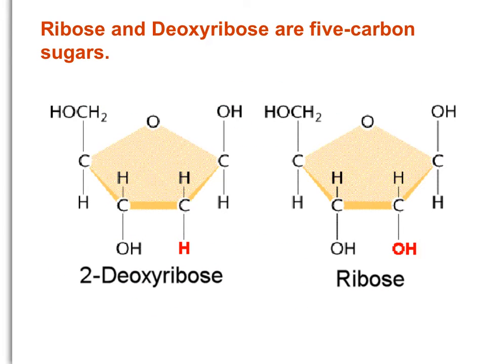Ribose on the right and deoxyribose on the left are 5-carbon sugars. Pentose sugars. The difference between ribose and deoxyribose is here. Ribose has an oxygen on the second carbon, while deoxyribose does not. Carbons are counted 1, 2, 3, 4, 5, 1, 2, 3, 4, 5. Deoxyribose is an important part of the monomer that forms the nucleic acid DNA, and ribose is an important monomer that forms the nucleic acid RNA.